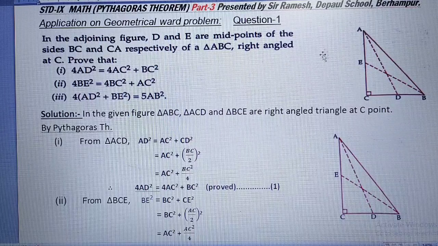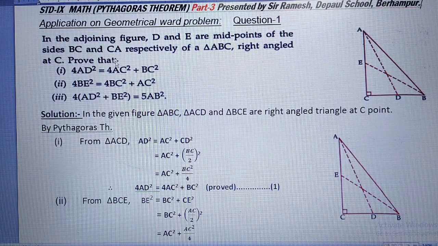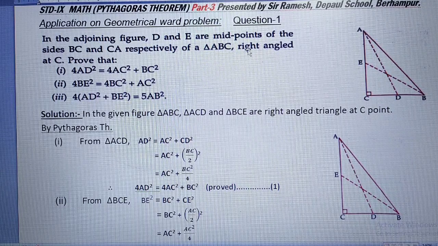Question number 1. In the adjoining figure, D and E are midpoints of the sides BC and CA respectively of a triangle ABC, right angled at C. Prove that 4AD square is equal to 4AC square plus BC square. And second bit, 4BE square is equal to 4BC square plus AC square. And third bit, 4 bracket AD square plus BE square bracket close is equal to 5AB square.